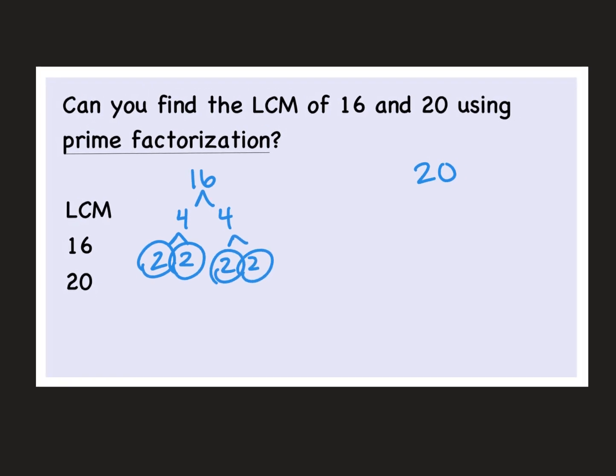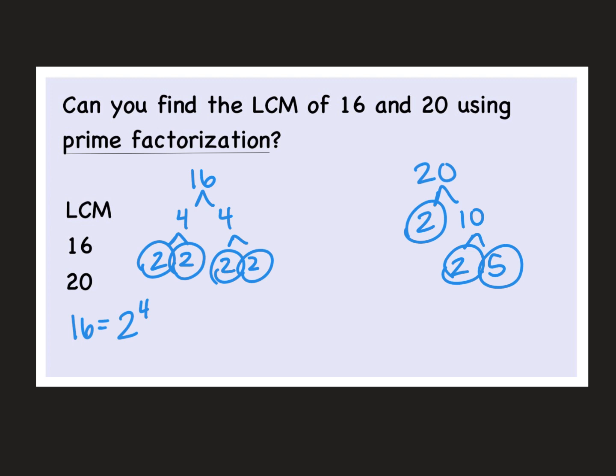Now when I write out the prime factorization for this, I write it in exponential form. So remember, that means with exponents. And since 2 shows up 4 times, we write it as 2 to the power of 4. Now my factor tree for 20, I'm going to do 2 and 10. And then for 10, I'm going to do 2 and 5. And again, I'm going to write that in exponential form. So 2 squared times 5.